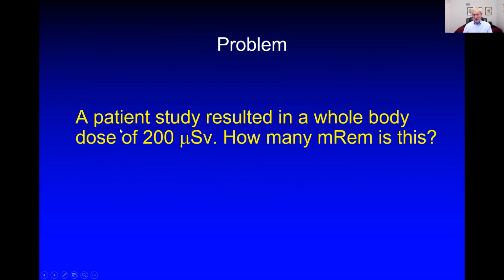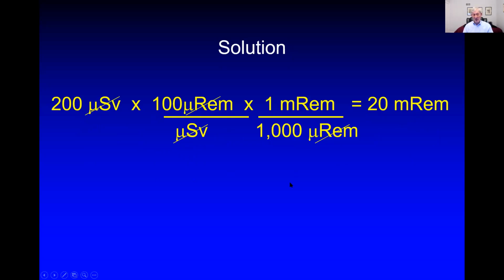Now, what about this? Patient study resulted in a whole body dose of 200 microsieverts. How many millirems is this? Now, that might look like a tough problem, but truly it's not at all, because first you're going to convert microsieverts to millisieverts. So 200 microsieverts is going to be 0.2 of a millisievert. And if we want to find millirems, we take 0.2 and multiply it by 100, and it comes out to be 20. Here's the math if you'd like to see it.